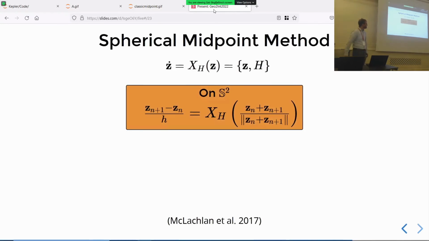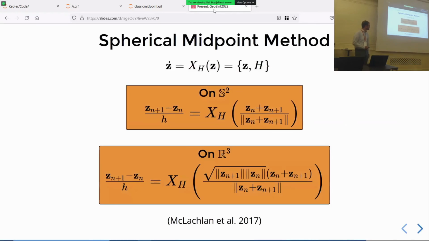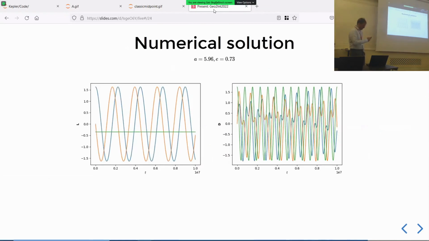So this is one example on R3. You can describe it on the sphere, since the leaves are going to be spheres, but you can also describe it on all of R3. This is just some term to make sure that both your Zn and Zn plus 1 are on the same sphere. And yeah, that's the numerical solution.